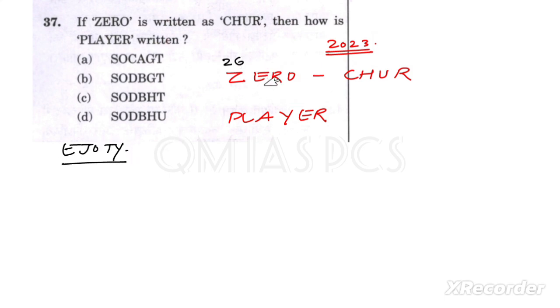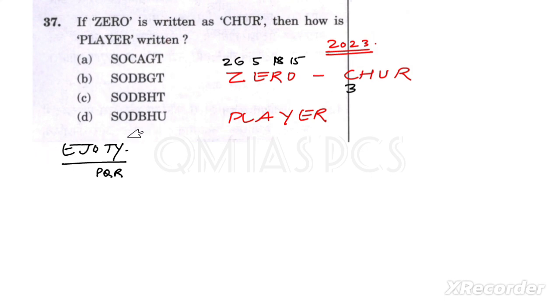R is equal to what? See, O P Q R. That means 15, 16, 17, 18. So R is equal to 18 and O is equal to what? 15. Okay, now C is equal to 3. H is equal to what?